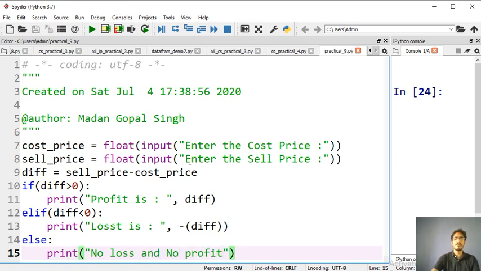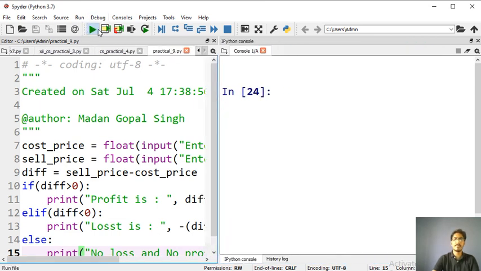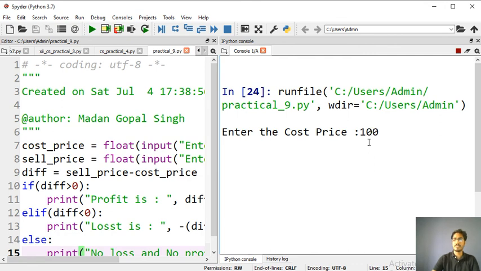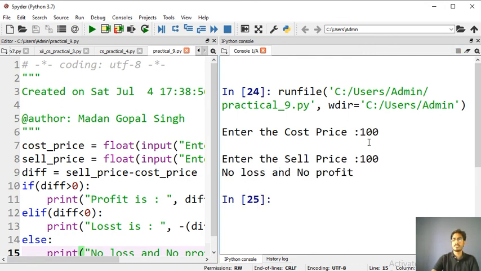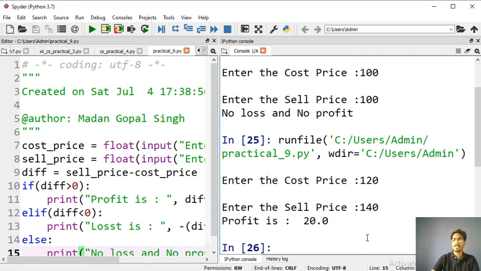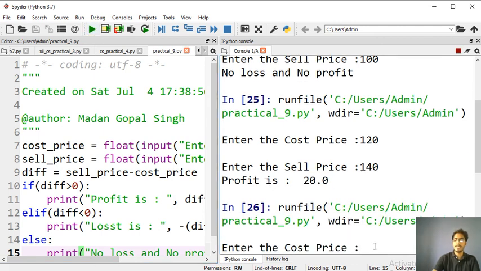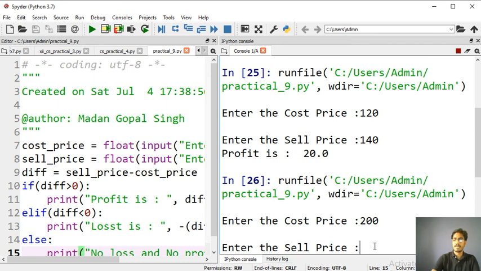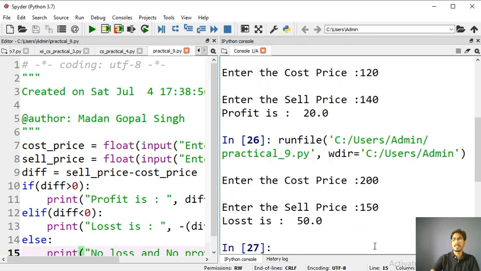Okay, now we will see. Run this by clicking on this button. Let me enter 100 as cost price, sell price 100. It should give no loss, no profit. Let me run it again. Give 120 as cost price, 140 as selling price. It will give me the profit of 20 rupees. Let me give cost price as 200 rupees and 150 as selling price, and it will be a loss of 50 rupees. Okay.